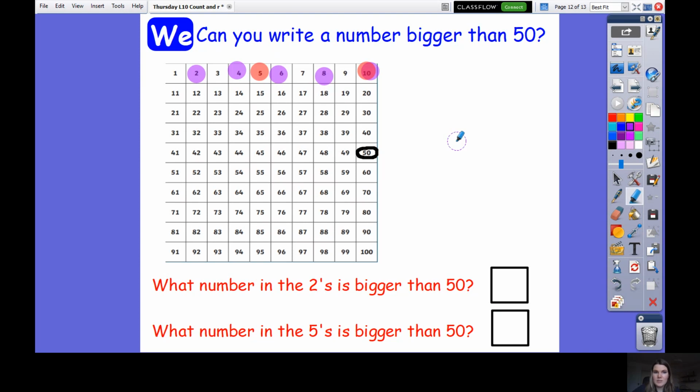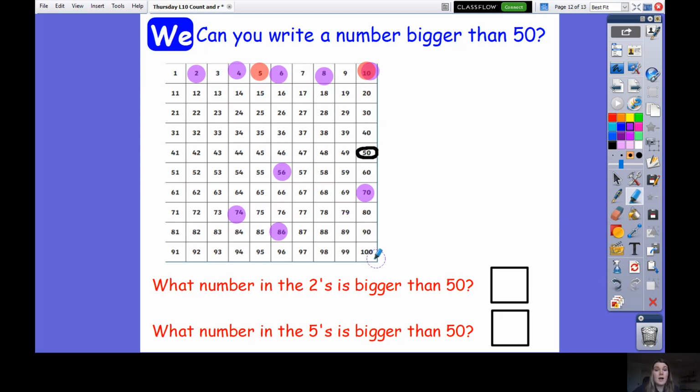Okay, let's hear your numbers. What did you get? 56. Well done. That is in your 2s. 70. Yes, it's in your 2s because we know all the 10s are in our 2s. Well done. 74. Very good. 74 is in our 2s. We can use that at the top. Absolutely. 61. Well done. 61 is not in our 2s because it's an odd number. Well done. What other ones have we got?